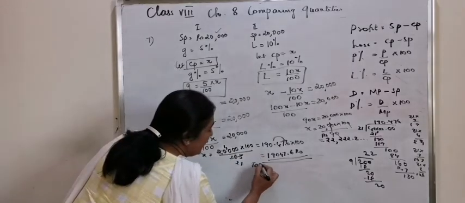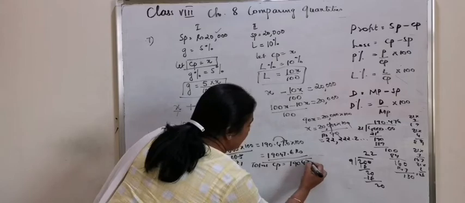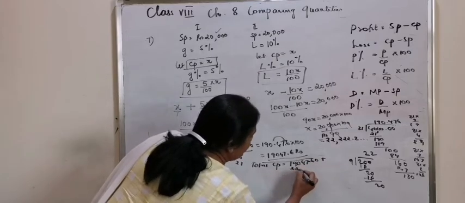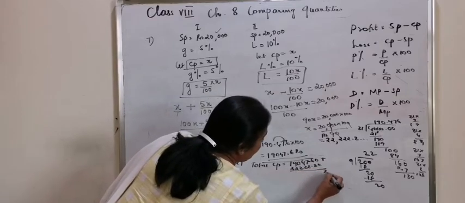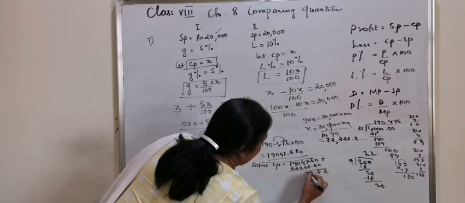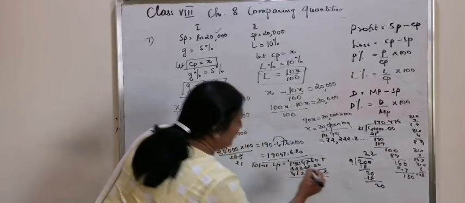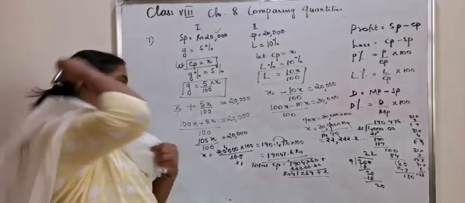Now you can take the total cost price as 19,047.60 plus 22,222.22, or 8 is 9, 4 plus 2 is 6, 2, 10, 11, it is 41,269.2.